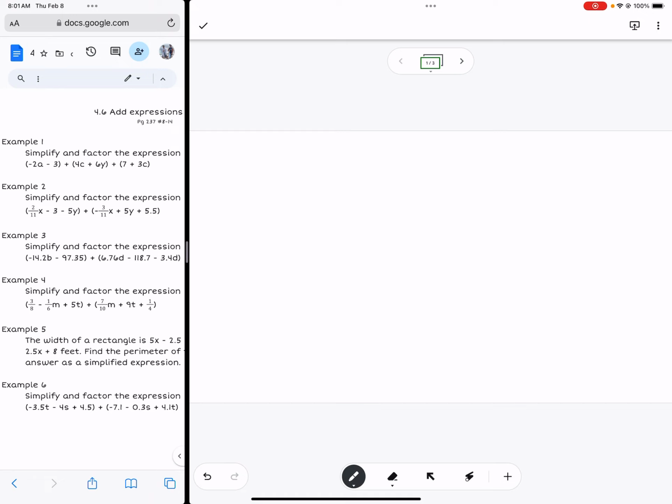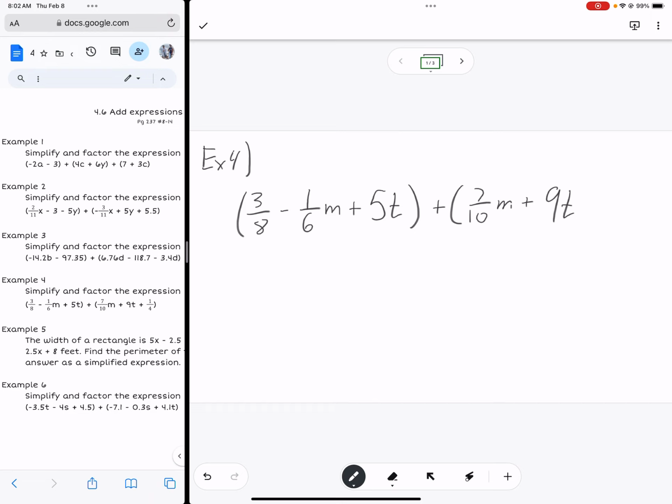All right, example 4. Again, we have fractions, and this is what's going to be on your quiz, I believe: we have to be able to add, subtract, and rearrange fractions. Do we still have to find a common denominator? If you're adding and subtracting fractions, yes, you have to find a common denominator.